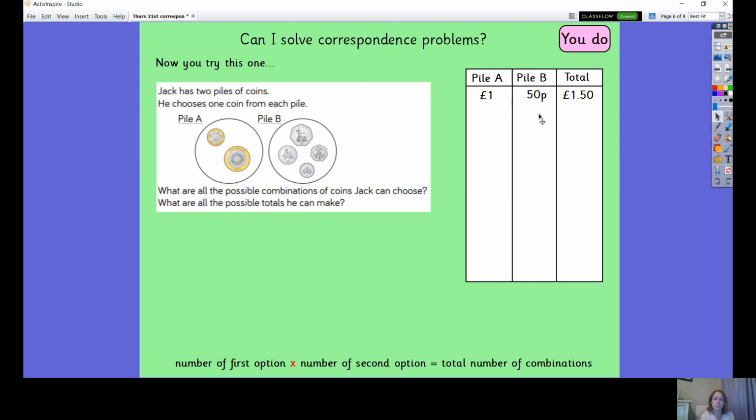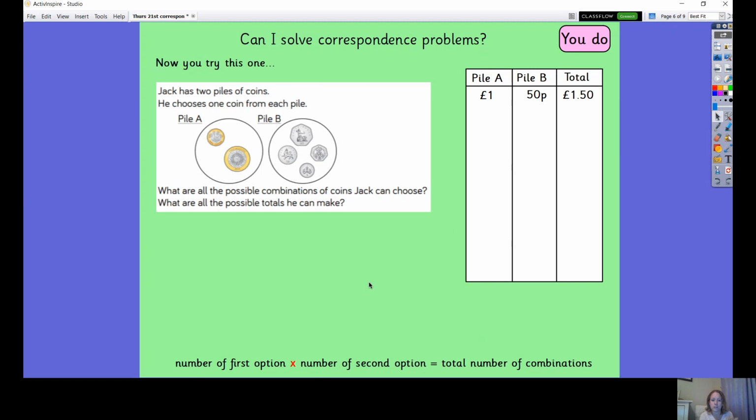Then do the £1 coin with the 10p. Then do the £1 coin with the 20p and the £1 coin with the 5p, and do all of the £1 coin options, and then take your £2 coin and do all of the options again. Okay, so do all of those first, and then add up the total.